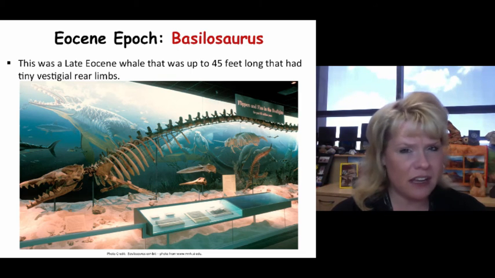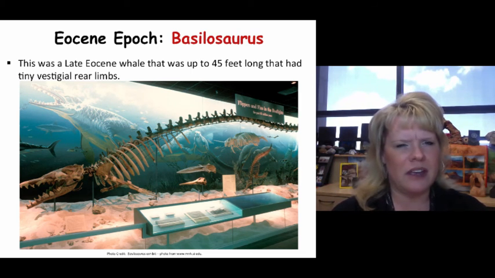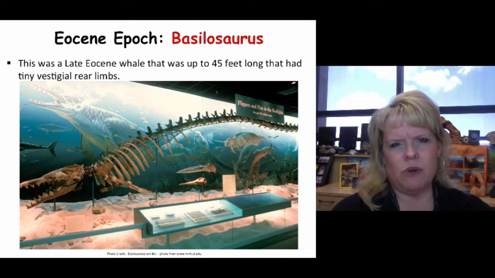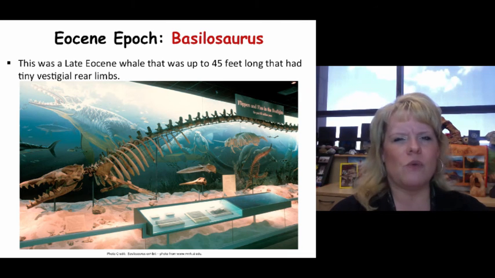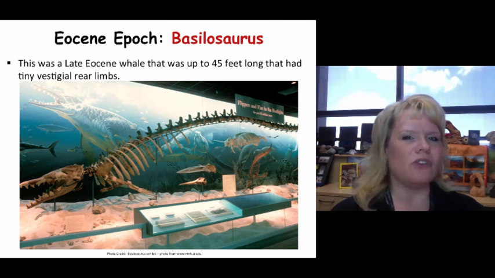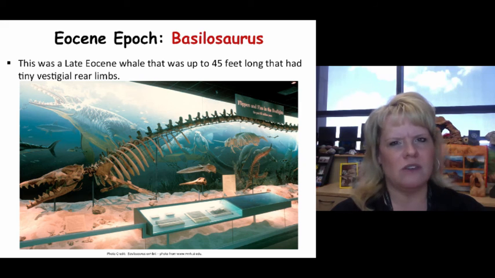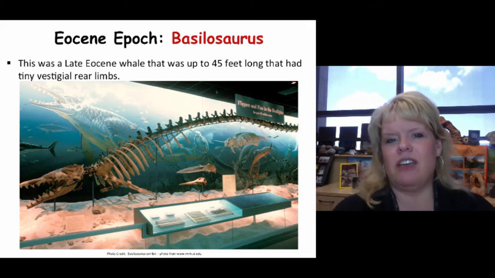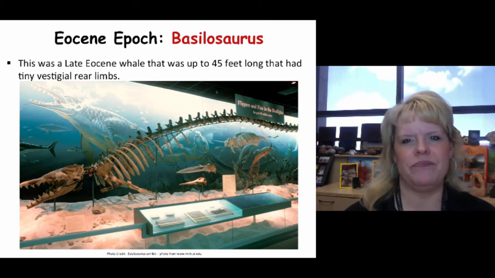Basilosaurus was a late Eocene whale that had vestigial rear limbs. What does that mean? It basically means they were remnants of what used to be there. So we've gone from having these really big noticeable limbs from your whales of the early Eocene to basically not having that in the late Eocene.